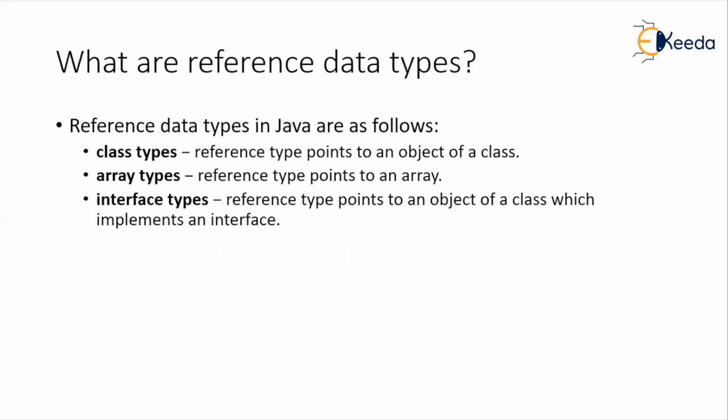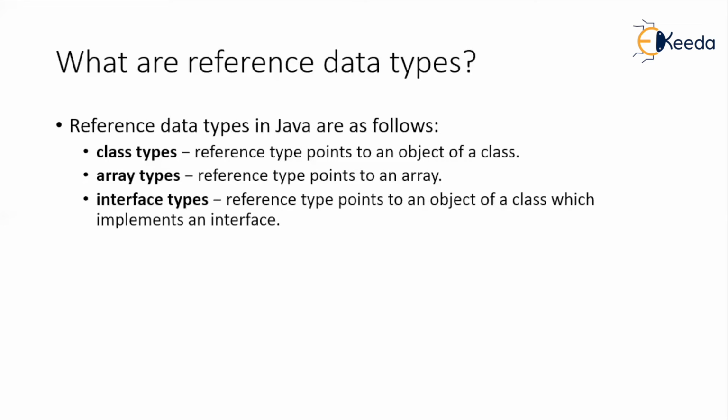Now, what are various reference data types available in Java? So mainly three types. One is class type, array type, and interface type. Class type means what? Whenever I'm creating an object of any class, it is termed as a reference which points to an object of a class. Array is nothing but a collection of multiple values. Array type variable is also considered to be a reference data type in Java programming language.